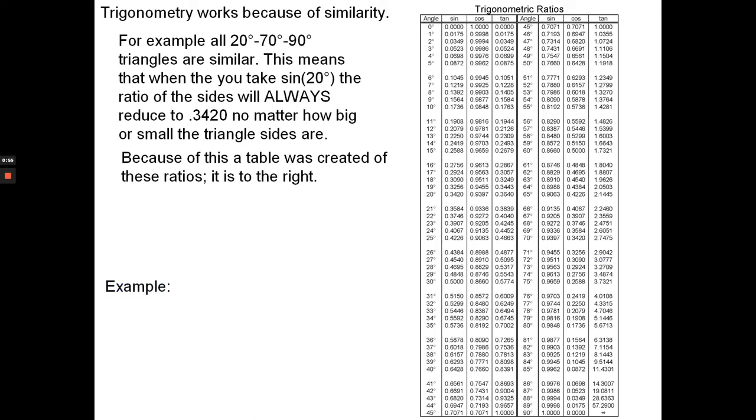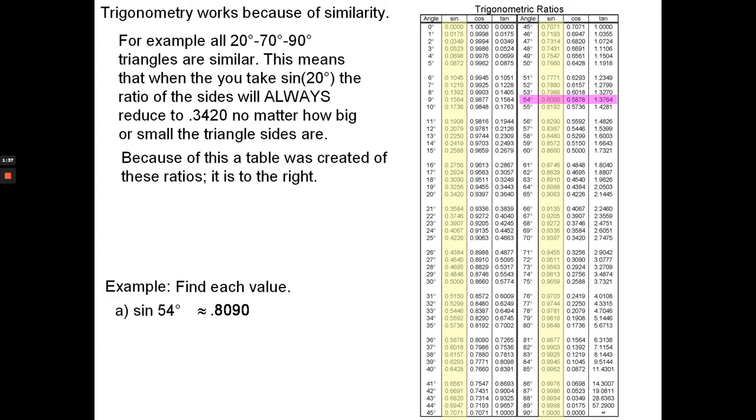Okay, so to use this table, you're going to have a question such as find sine of 54 degrees. Now we don't have a triangle to look at, so we're going to come over to our trigonometric ratios table. We're going to scroll through the sine column, and then we're going to come across at 54 degrees. Where we cross horizontally with the vertical sine column, that's going to be our ratio, so 0.8090.